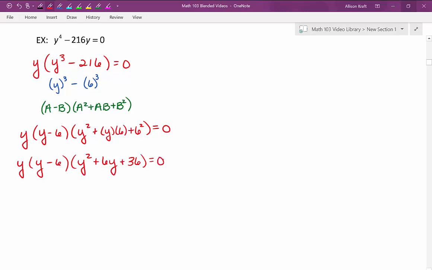We're left with a quadratic factor. We always want to try to factor it further. This one, however, will not factor. We can't come up with 2 numbers that multiply together to be positive 36, but add together to be positive 6. So at this point, we'll apply the zero product property and set each one of these factors equal to 0.